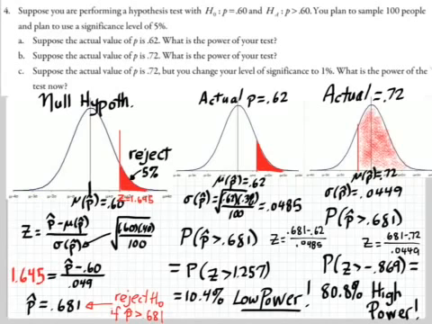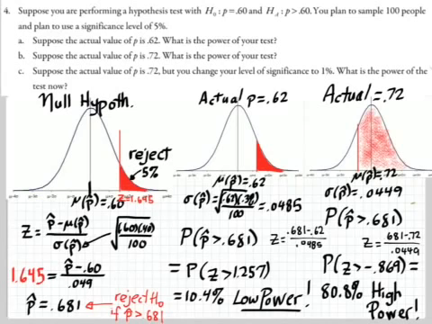So we see that the power of a test depends on your sample size, because that's coming into the standard deviation, but it also depends on the difference between the actual value and the null hypothesis value over here.